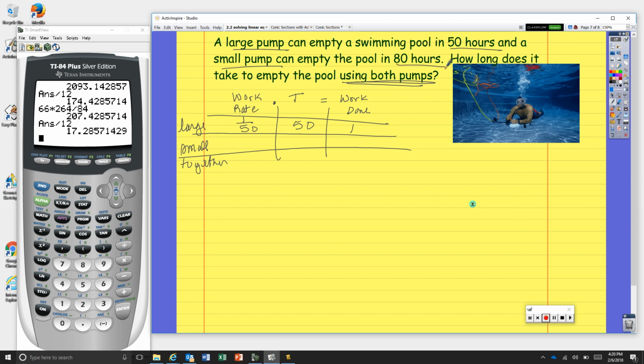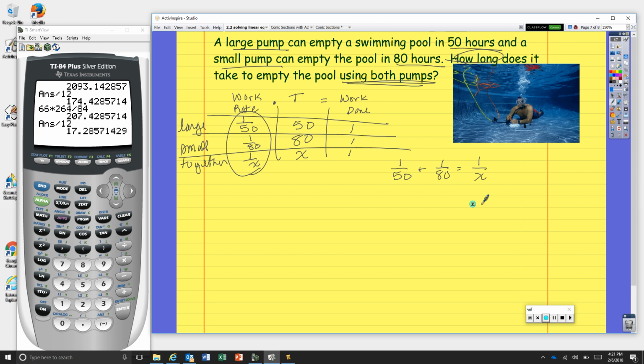The small pump took 80 hours. So what's the work rate of the small pump? 1/80th. How long for both? So together, I don't know how long. So the work rate would be 1/x. So right here becomes my equation. Large pump plus small pump equals together.